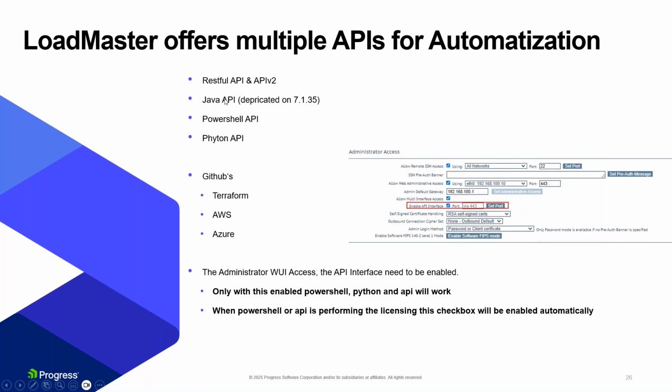There was a Java API add-on so that we can use the Java API. It's deprecated, but the add-on is still available to download. We have a PowerShell add-on that lets you install modules in PowerShell so that PowerShell knows how to talk to the load balancer. Same with Python. There is a GitHub for PowerShell, also for Terraform, for AWS and Azure.